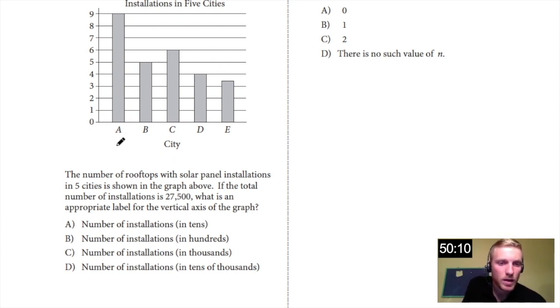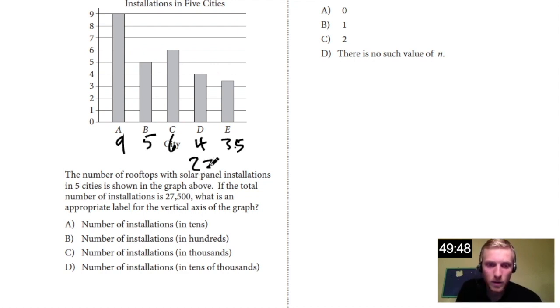So I'm guessing everything here should add up to 27.5. So we have 9, 5, 6, 4, and looks like 3.5. So adding this up, 9 plus 5 is 14, 14 plus 6 is 20, 20 plus 4 is 24, 24 plus 3.5 is 27.5. So all these numbers do add up to 27.5, and we have 27,500.